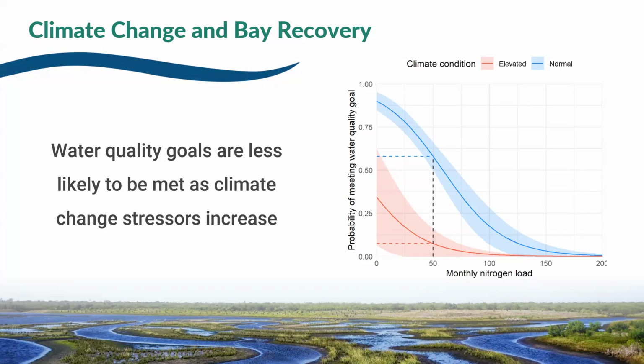But if you impose climate stress on this, our probability of meeting that water quality goal is going to be much less, just because that is an added stressor that is making our effectiveness of these conventional approaches much less. So that is a concern. We want to know how that's going to influence our existing management approaches and what we can do about it.